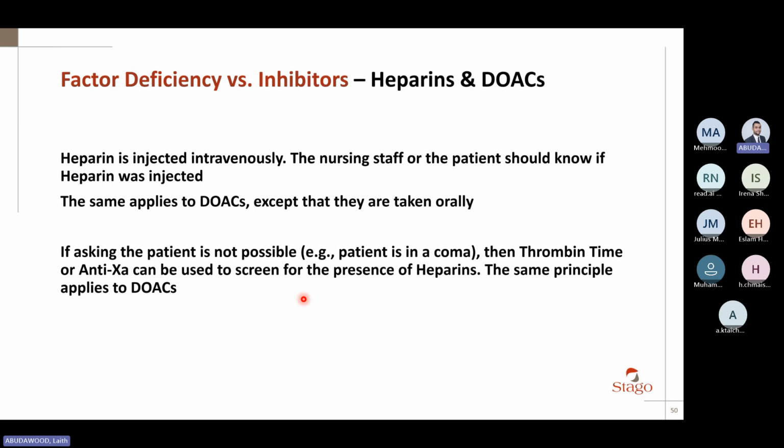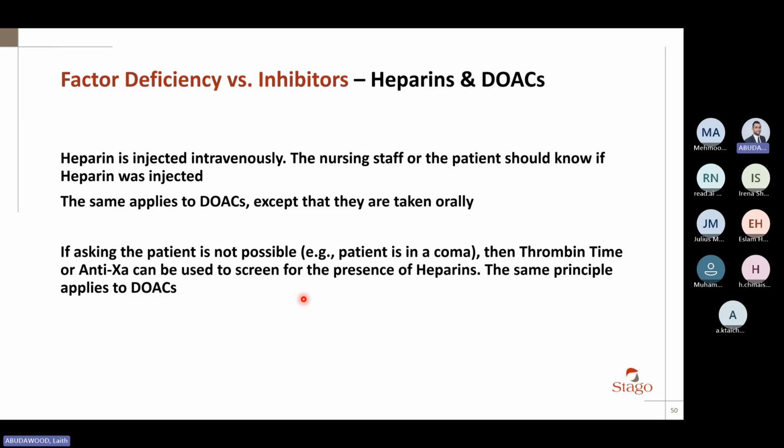There is nothing that tells you if the mixing result was this much, run anti-10A, if the result was this much, run lupus. That's not the case. Okay, that's why I told you inhibitor testing can get complicated, and I don't want to get into the details of it.